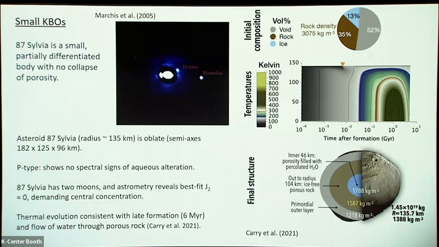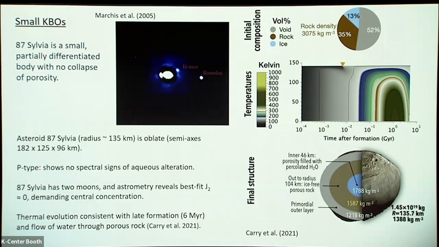The main point of the paper by Carey et al. was to investigate the astrometry of the moons and derive a J2. And they basically could not resolve a J2 from 0. And their interpretation is that the mass in this body was very centrally condensed. But it's a very small body, so it's hard to imagine how you would escape a uniform density.